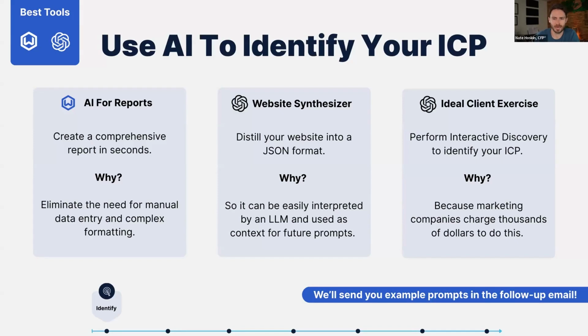The same thing goes with the ideal client exercise. So big marketing firms that charge $250,000, $500,000 a year, the first thing they'll do is interactive discovery. They will charge thousands, if not tens of thousands of dollars to do this part in the process. You can just use ChatGPT to do it.